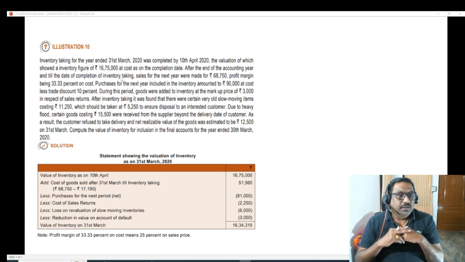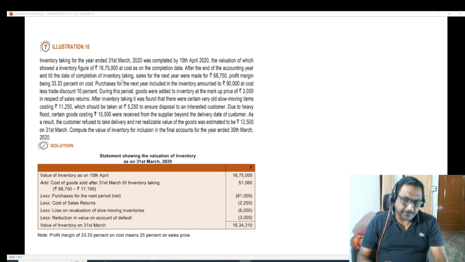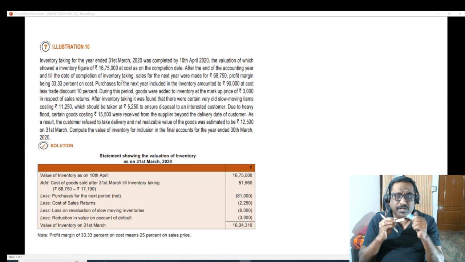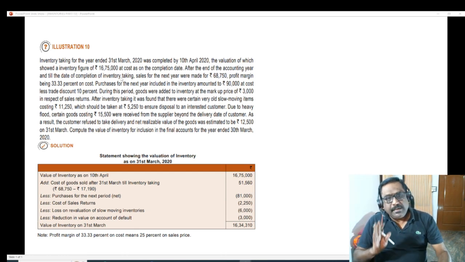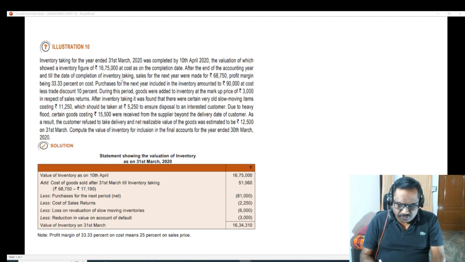Getting my point? Compute the value of inventory for inclusion in the final accounts for the year ended 31st March 2020. Don't you think that it is a very, very important problem? Right? So let us start preparing the solution. Solution is already there. I'll explain the solution.